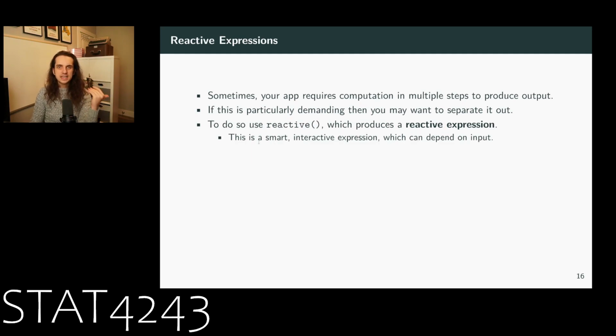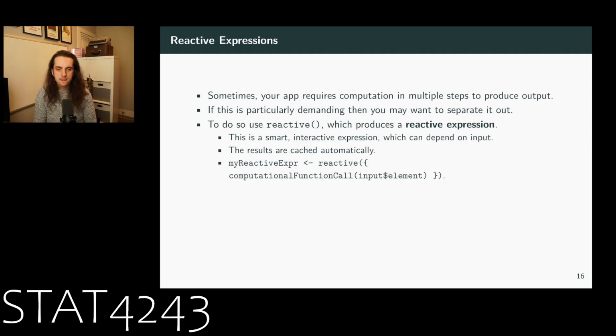But then this way, it won't need to update if things don't change within it, right? So it's a smart reactive expression, and in particular, the important part is that the results of it are cached, right? So every time that you call this, unless something has changed with its input, it's just going to immediately return the value. It doesn't need to actually rerun. So you define it as, my reactive expression is a reactive call inside of these curly brackets, whatever you want to include here, right?